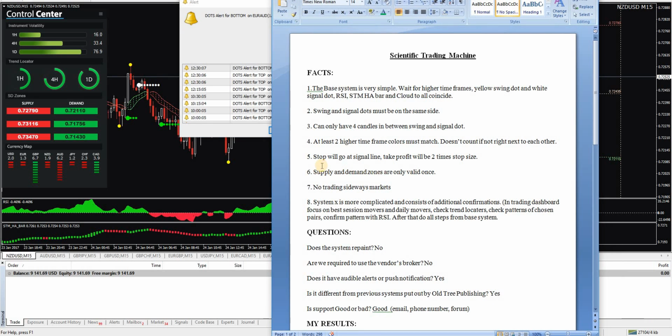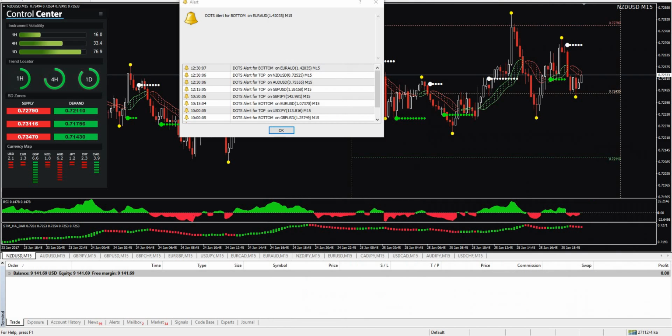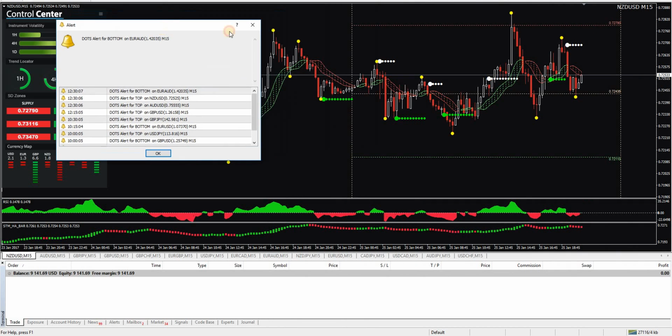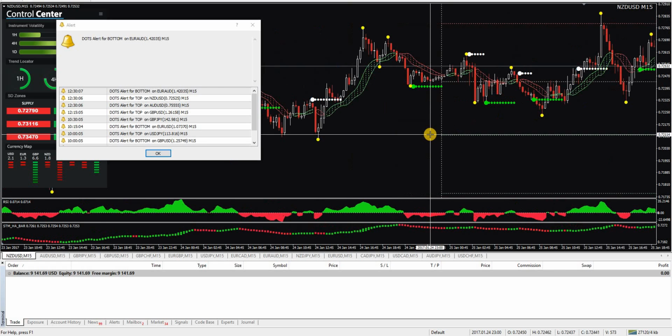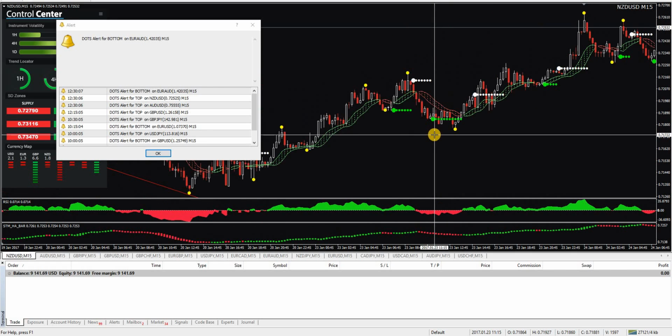All right. Stop will go at the signal line. Take profit will be 2 times the stop size. Again, pretty simple here. Once we actually get entered into a trade, let's say we got entered into this buy trade right here. Let me see if I can find a better example.